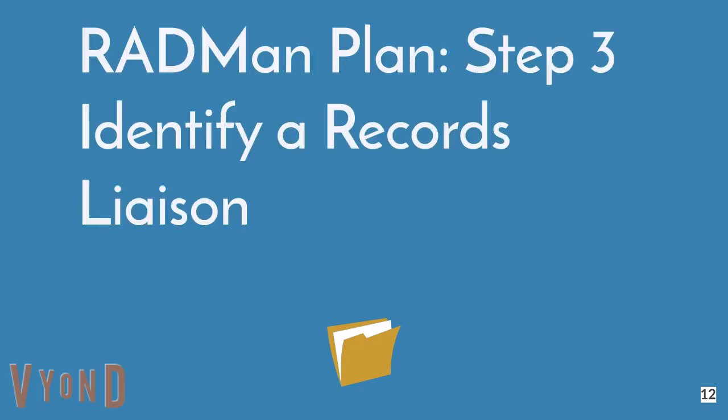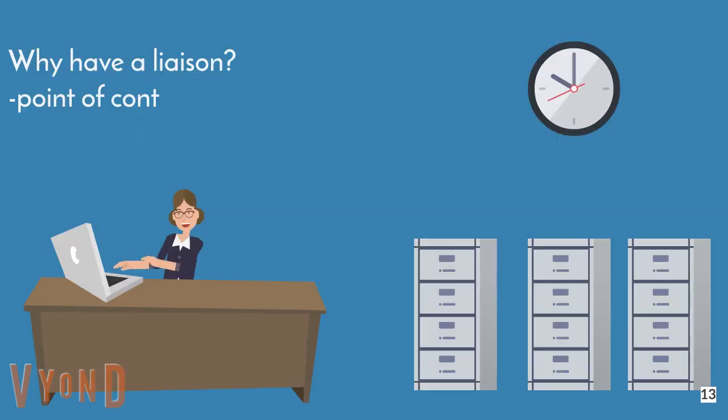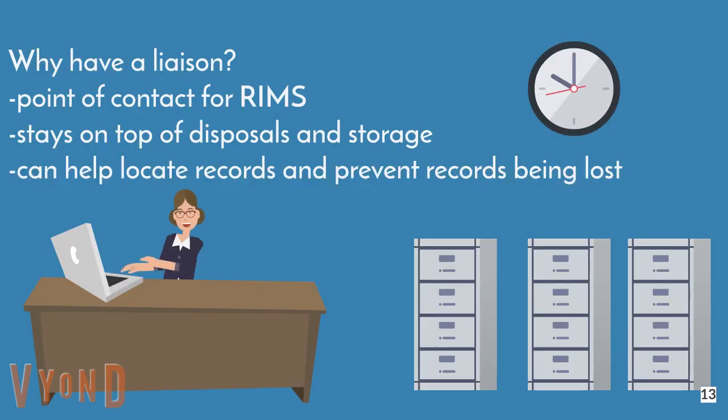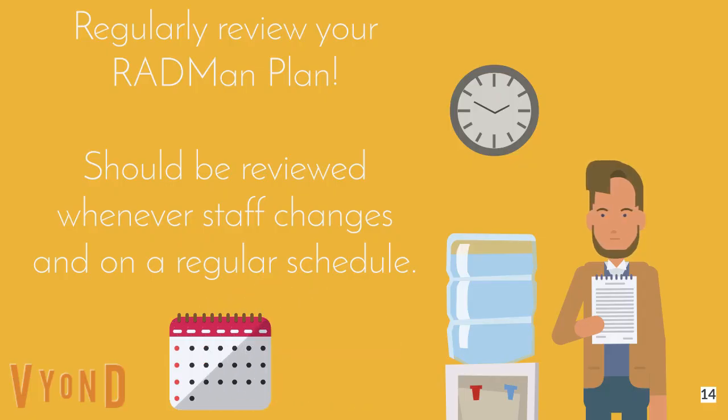The third step is to identify someone in your unit as your records liaison. If you have someone who is primarily responsible for managing your documents or requests for records disposal, we consider them your records liaison. Their contact information should be included in the RADMAN plan. We can set up training for this person and make sure that we communicate with them on behalf of your unit.